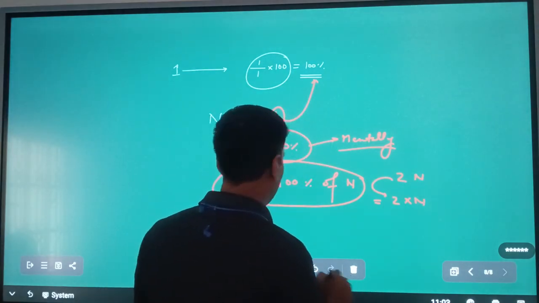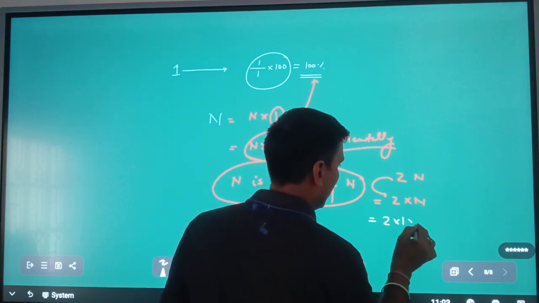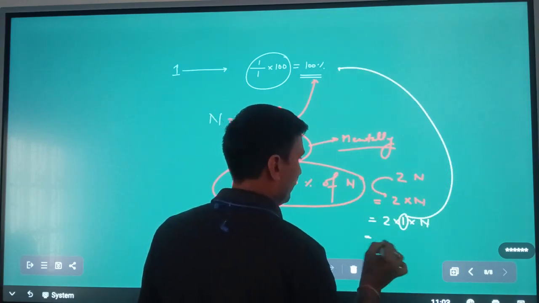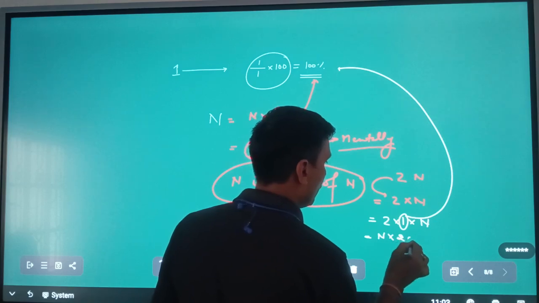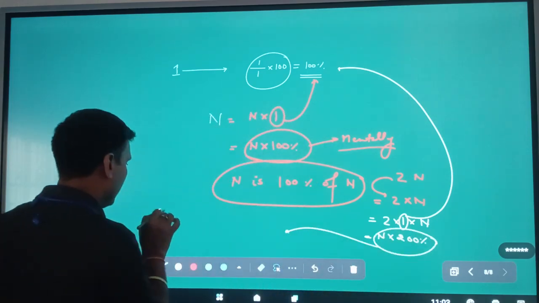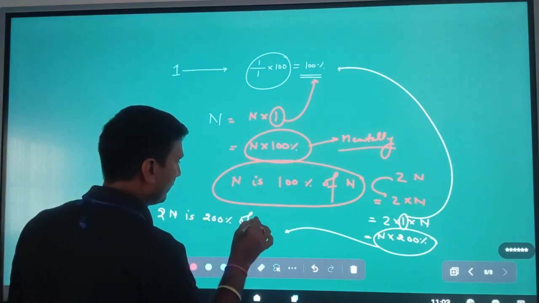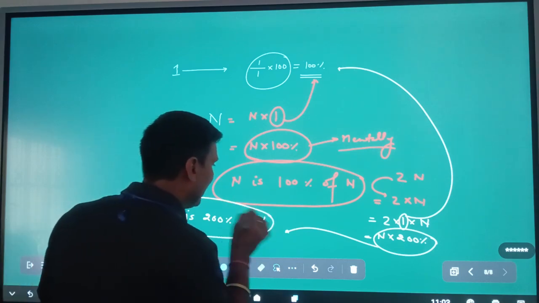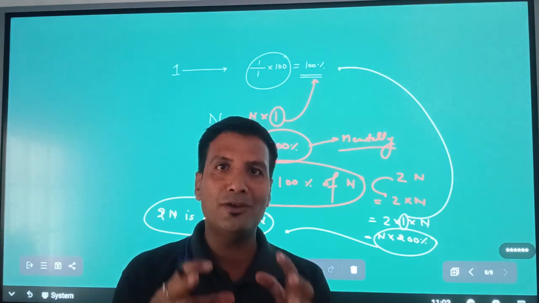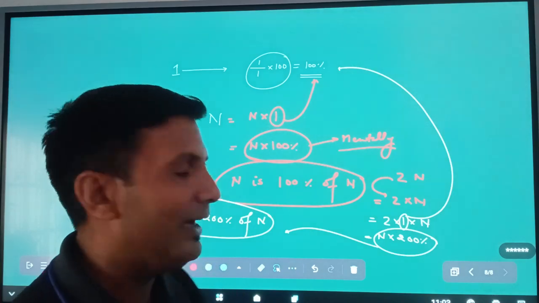Whenever we say 2 into n, that means 2 can be written as 2 into 1 into n, and 1 can be written as 100%. So we are having 2n equal to 200% of n. So whenever 1 is multiplied to any number, we can say that particular number is 100% of itself. This is the basic funda of our mental mathematics, especially in percentage.